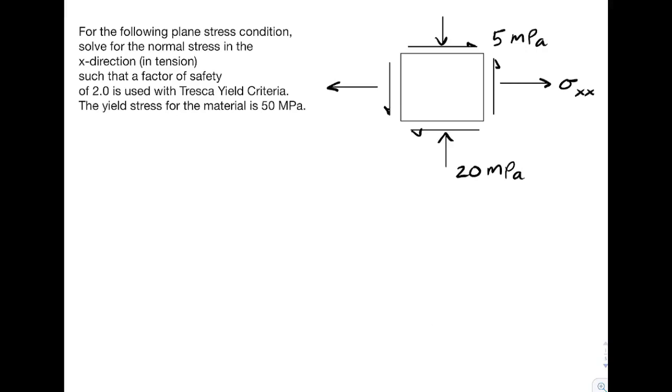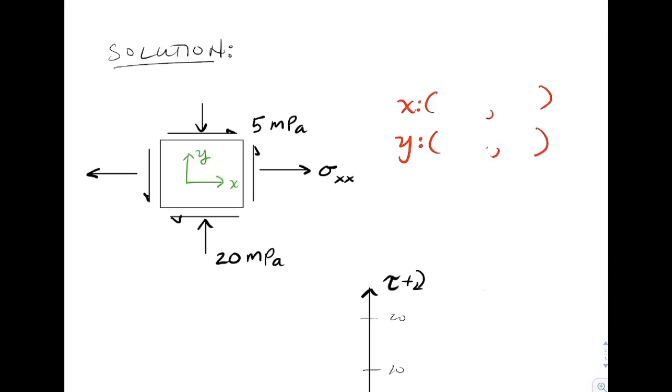We'll do a Tresca yield criteria problem. The following state of stress is from a plane stress condition. Of course, that would mean that we've got zero stress on the face that we're looking at. And we're asked to solve for the normal stress in the x direction such that a factor of safety of 2 is used with Tresca. And we are also told the yield criteria for the material is equal to 50 megapascals.